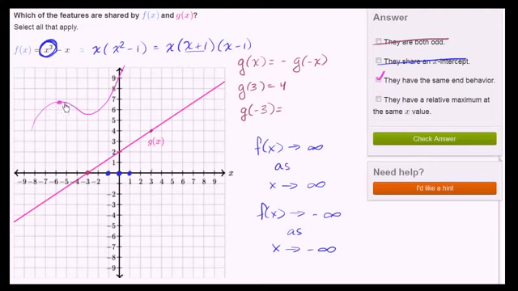It's larger than all of the points around it, but eventually the function does surpass it. But this right over here has no local maxima or relative maxima or little bumps in it. G of x doesn't have any, so they can't have a relative maximum at the same value. So this also is not an option.